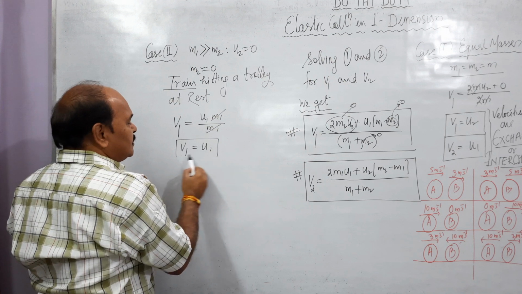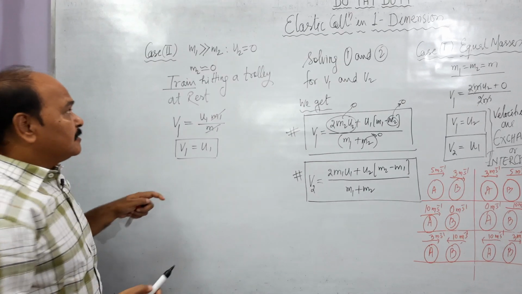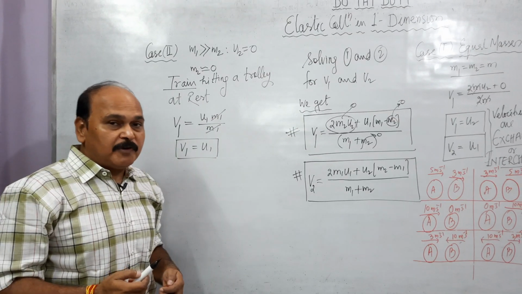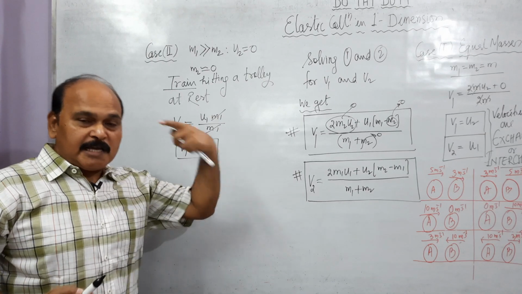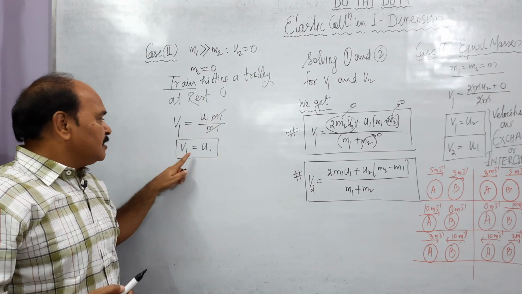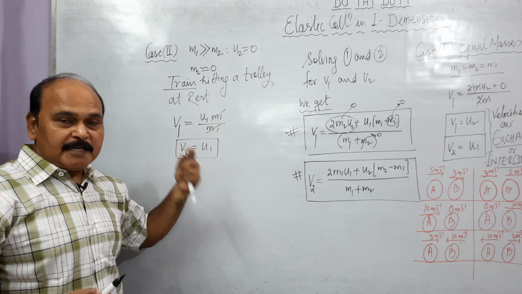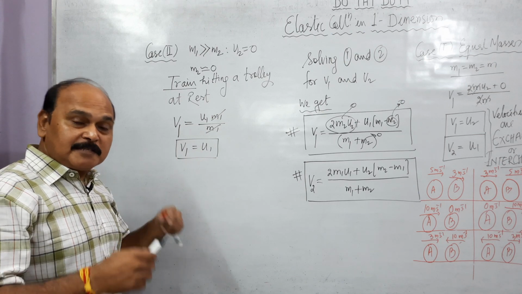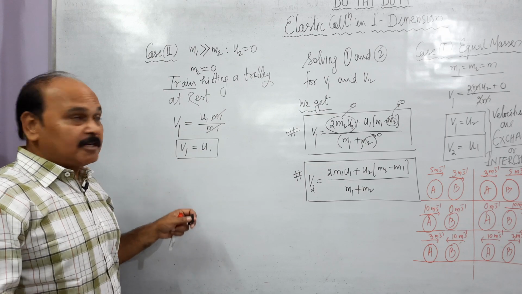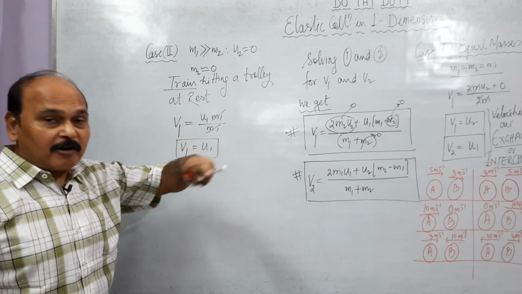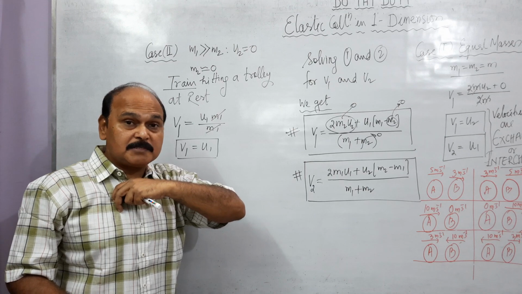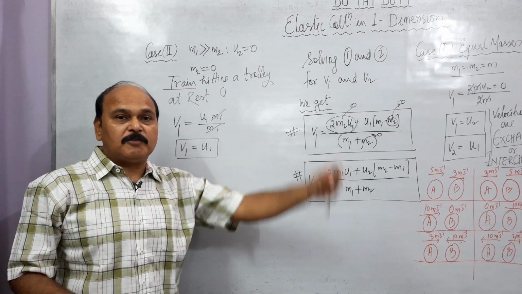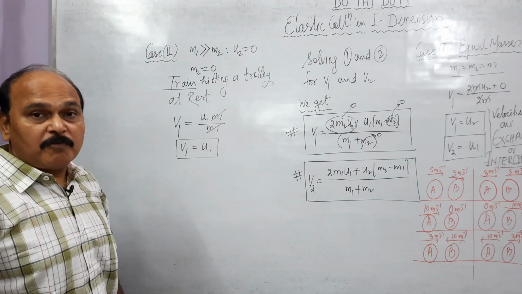What does this mean? This simply means the heavy mass which was moving with velocity u1 keeps moving with the velocity u1 itself. The initial velocity of the heavy mass, u1, remains the same as its final velocity. That means when a train hits a trolley, the velocity of the train remains unaffected. It keeps moving with whatever high speed it is moving with.